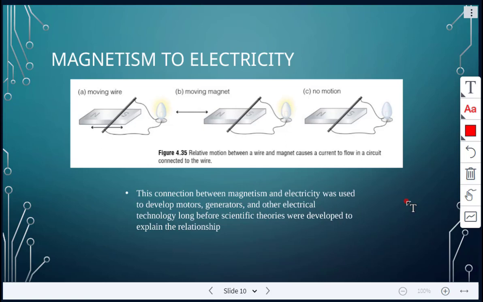And it was this connection between magnetism and electricity that was used to develop things like motors and generators and lots of other electrical technology, even long before there was an understanding of what was happening.